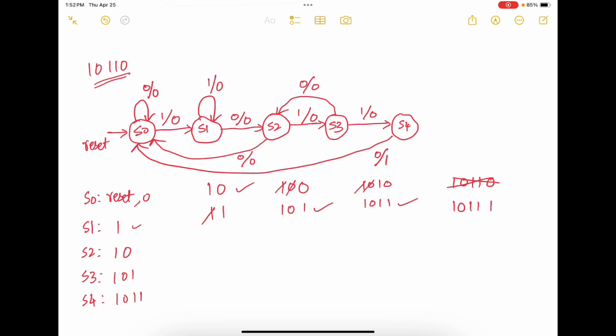Now if you get a 1, let's see what happens. Is there a state with 1, 0, 1, 1, 1? No. Is there a state with 0, 1, 1? No. 1, 1? No. 1? Yes. That is state S1. So your input is a 1 and your output is a 0. So this is how you can design a Mealy FSM for detecting the sequence 10110 where overlapping sequences are not allowed.